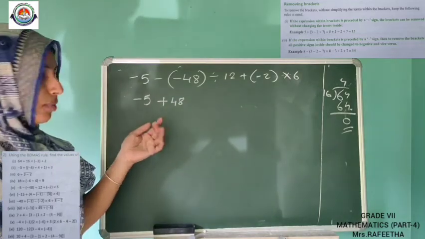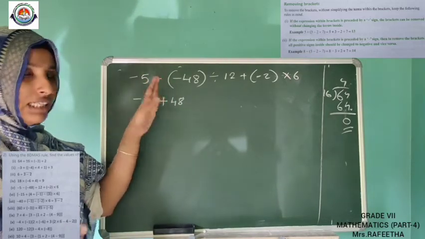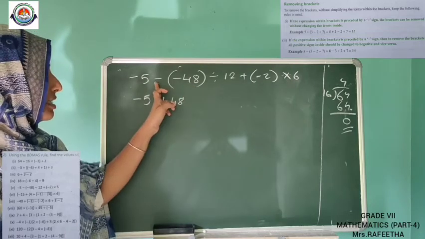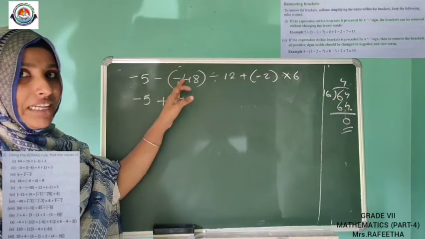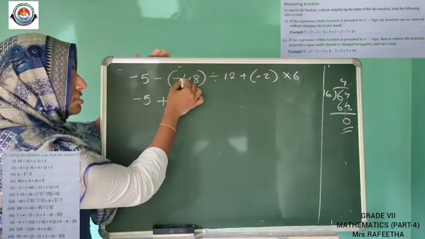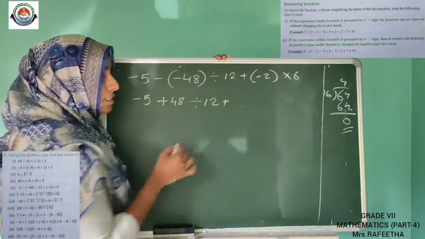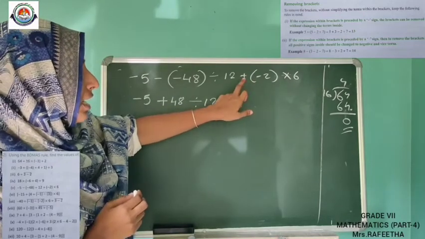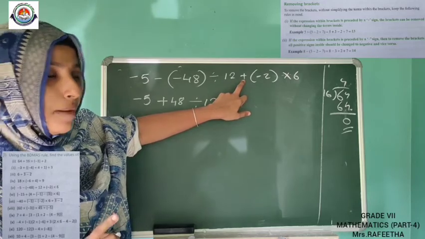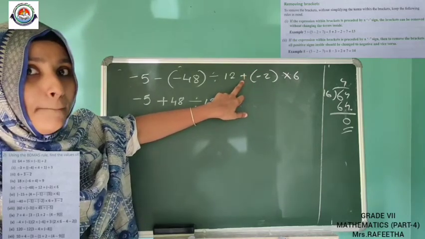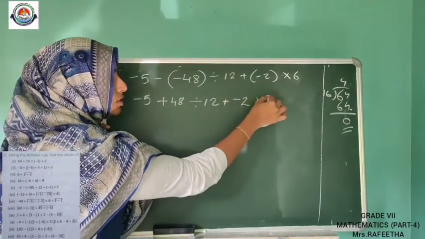In the previous problem there was a plus instead of this minus. So we didn't change anything, we just removed the bracket and wrote it. But in this case, it is negative, minus. So we want to change the sign of the number inside the bracket. So we change this minus 48 into plus 48 divided by 12, plus. Next, this bracket here is preceded by plus. So is there any change here? No. Why? Because this bracket is preceded by the plus sign. So here minus 2 we can just write, into 6.